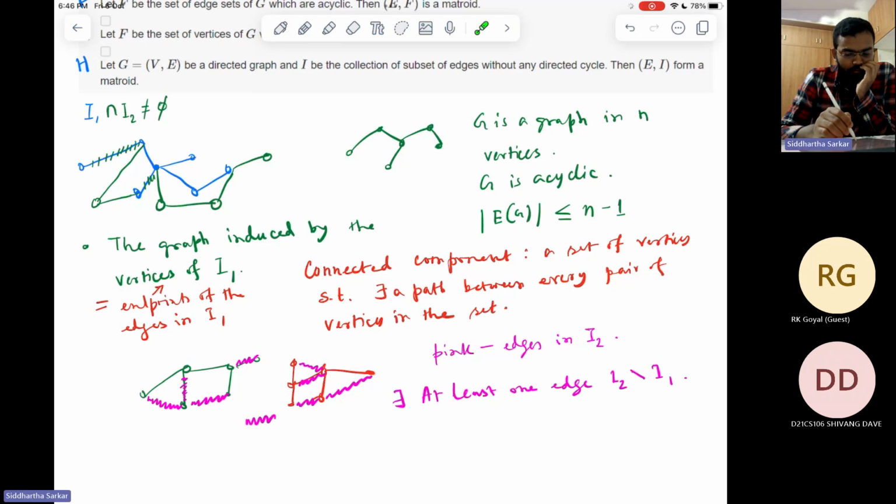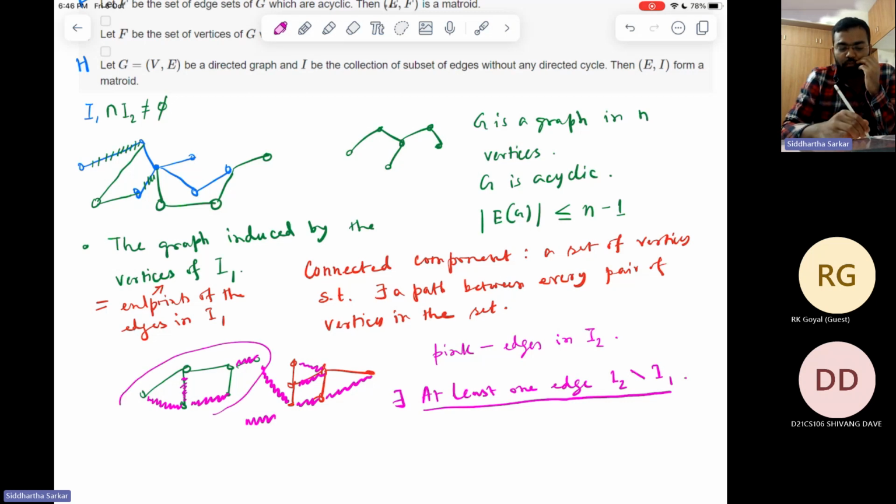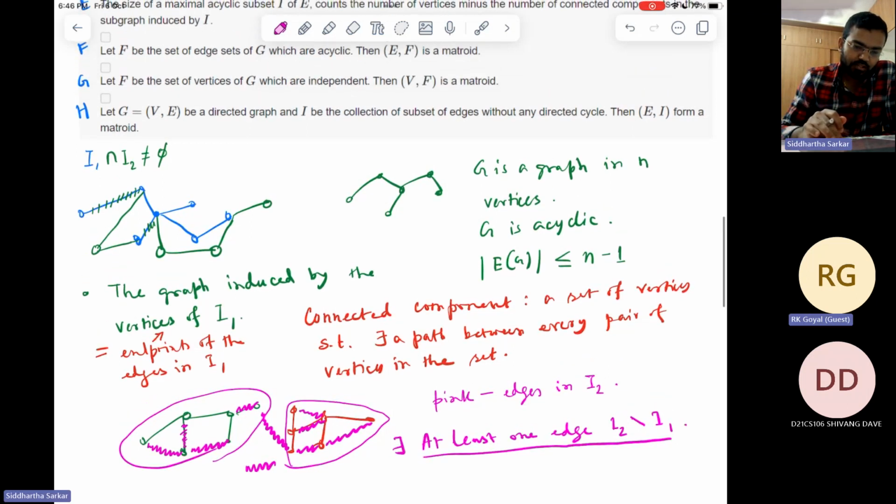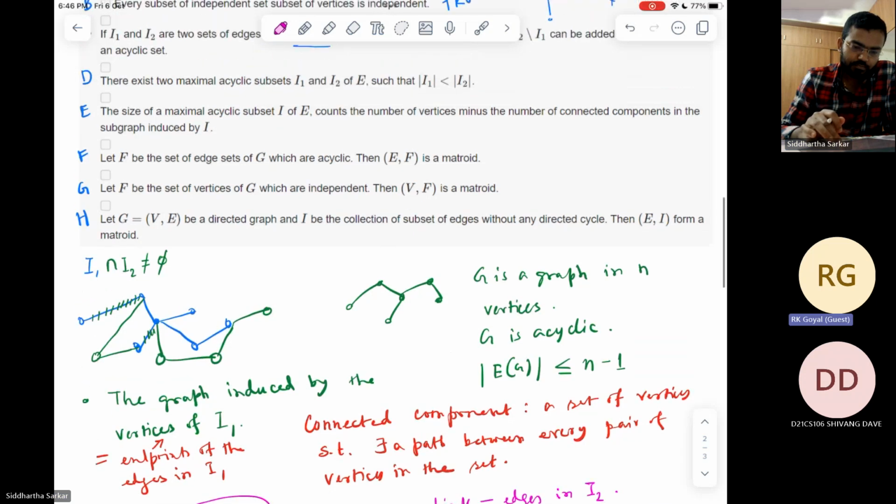Okay, but this edge is maybe, so this is possible. So maybe this edge was like this. So one endpoint is in one component, the other endpoint in the other component. But whatever that edge is, which is in I2 but not in I1, is such that both its endpoints are not in only one component. So therefore, addition of this edge is safe in I1. Safe in the sense it will not lead to any cycle. That is the argument.